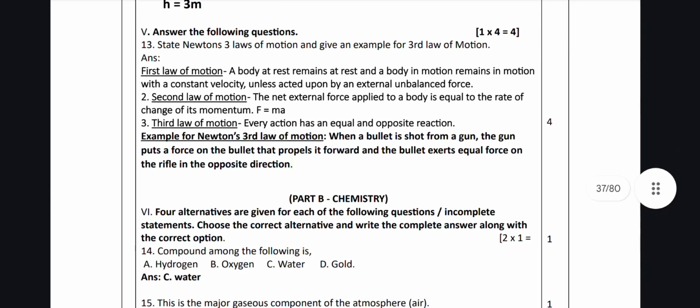Answer the following questions. State Newton's three laws of motion and give an example for the third law of motion. First law of motion: a body at rest remains at rest and a body in motion remains in motion with a constant what all? Velocity, unless acted upon by an external unbalanced force. So a body at rest remains at rest only, and a body in motion remains in motion, how? With a constant velocity, unless or until acted upon by an external unbalanced force.